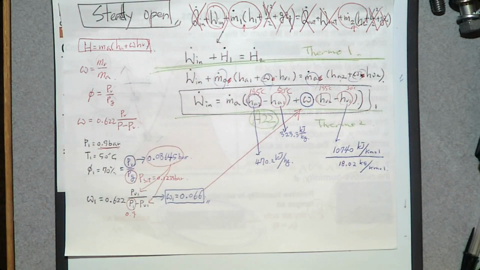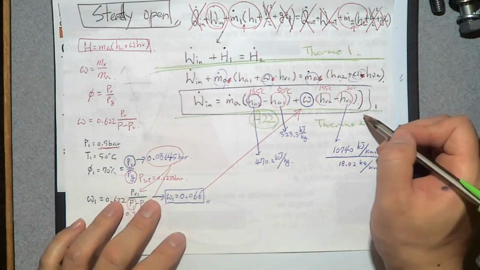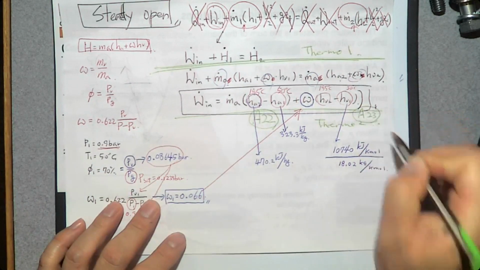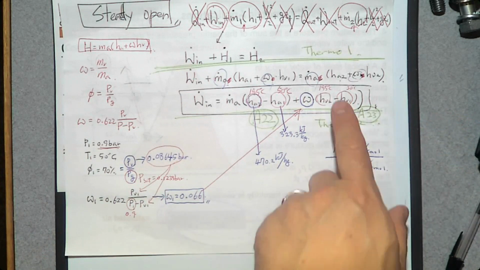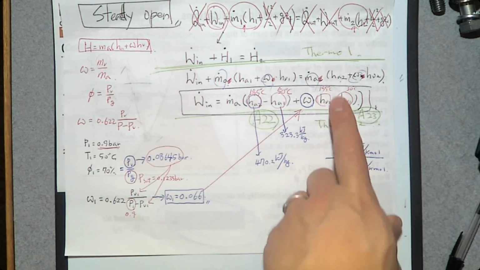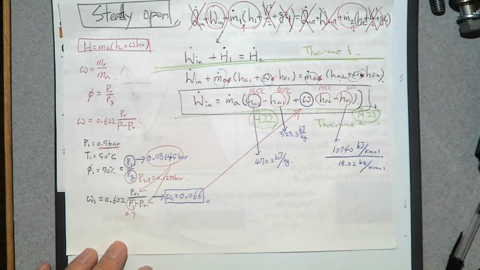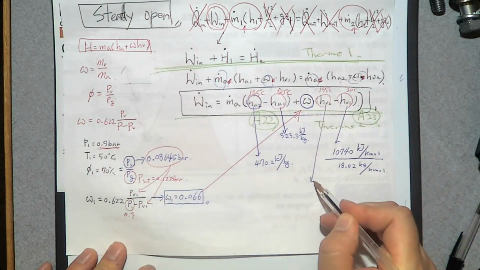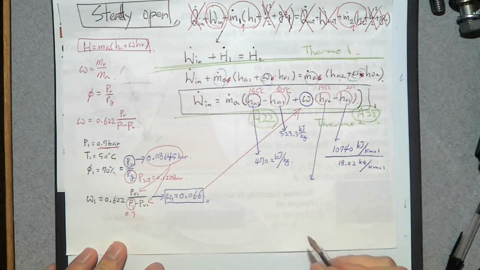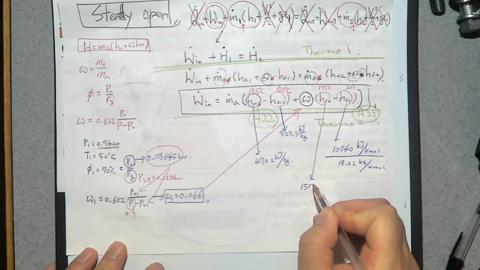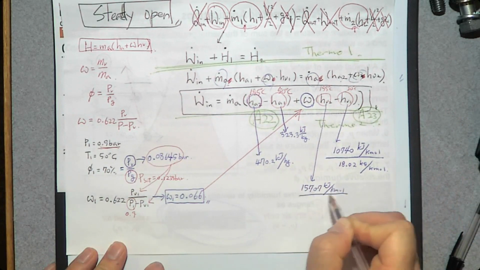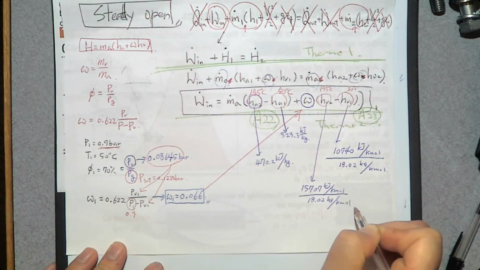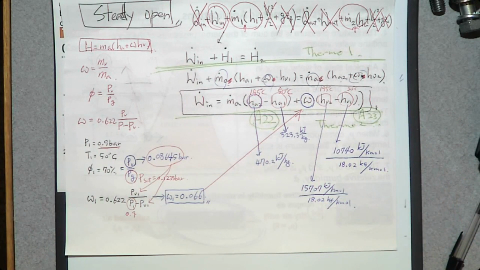So what was the table number? A23. Then you can do the same at 195 degrees Celsius from the same table A23. Let me give you the number. It is 15,707 kilojoule per kilomole, divided by 18.02 kilogram per kilomole. So that's how you determine all the properties.